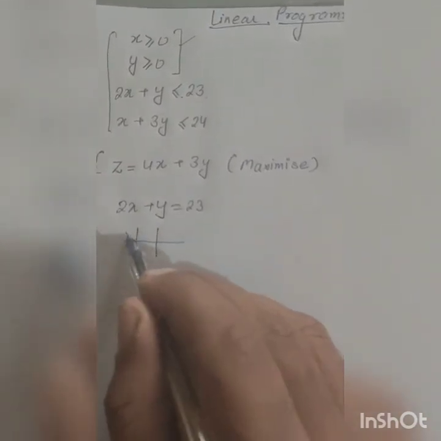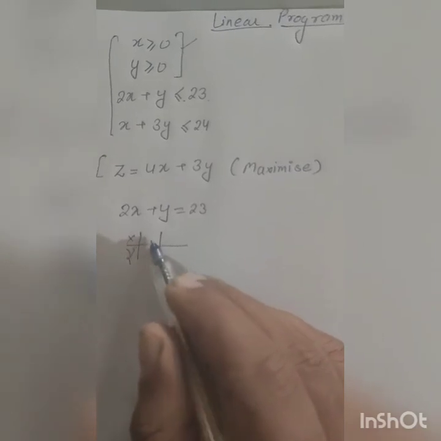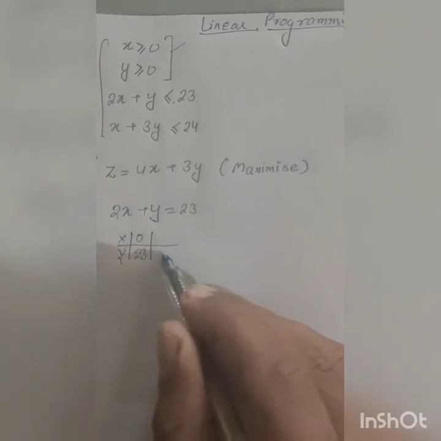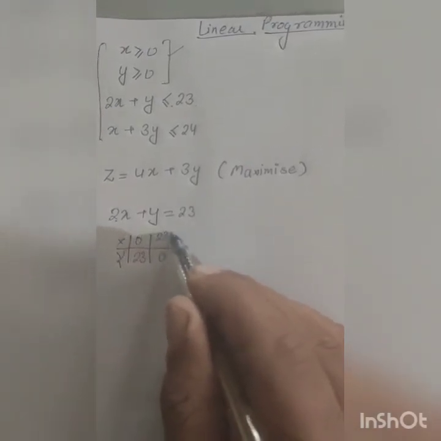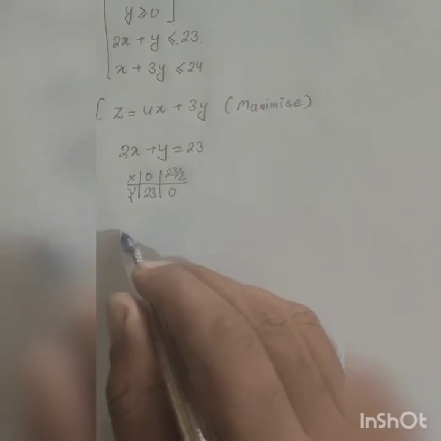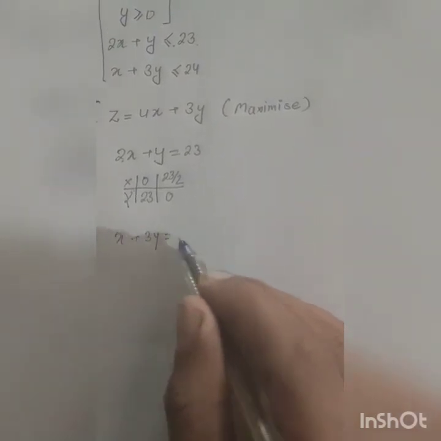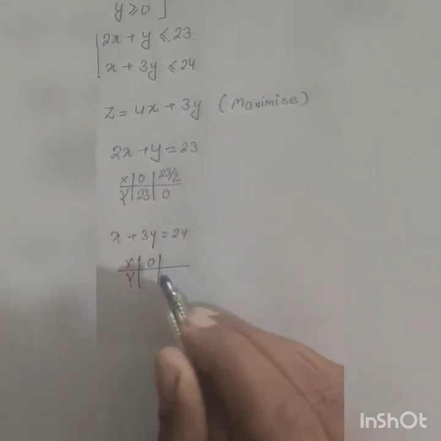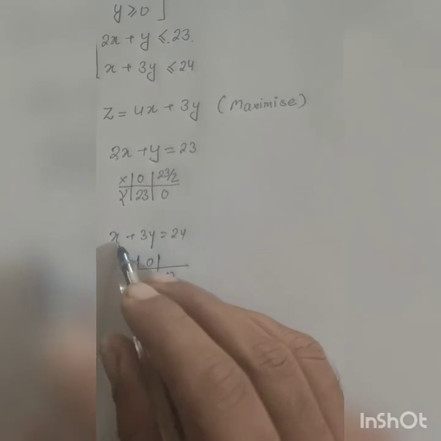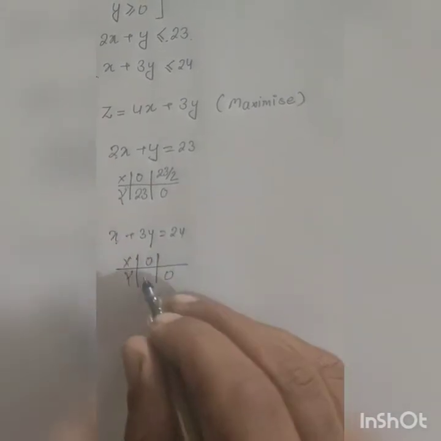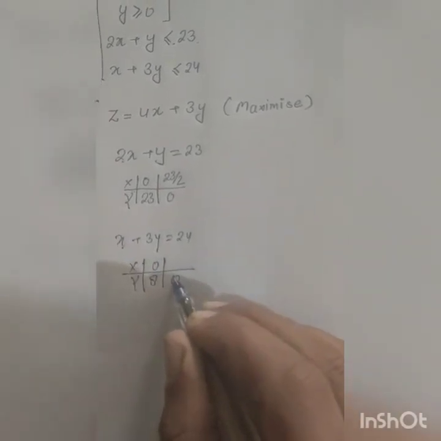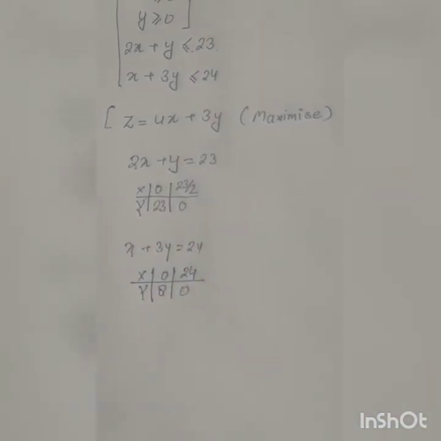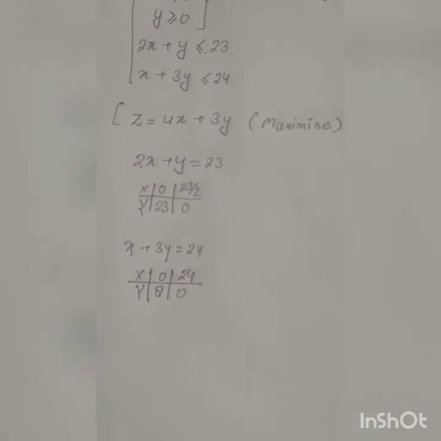So this will be with the help of a table of x, y. Taking x as 0, y will be 23. Taking y as 0, x will be 23 by 2. For the other equation, x plus 3y equals 24, taking x as 0, y will be 8, and when y is 0, x will be 24. So these are the two conditions.